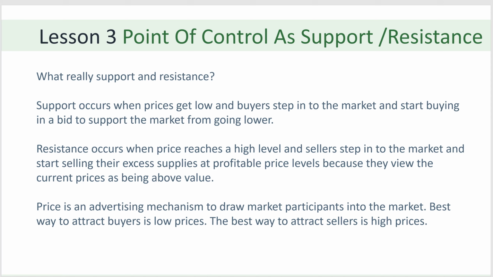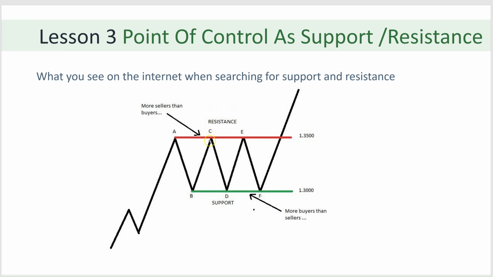Resistance occurs just the same. When prices reach a high level and sellers step into the market and start selling their excess supplies at profitable prices because they view the market at the current prices as being above value. Maybe they got value somewhere in between the red and the green line, somewhere in there. So when price gets up here, that's why they're selling.